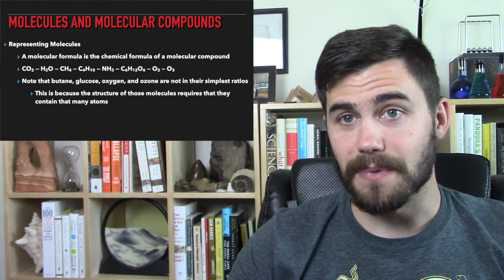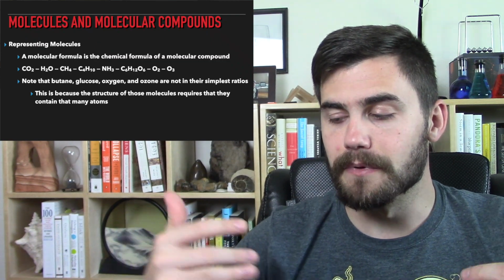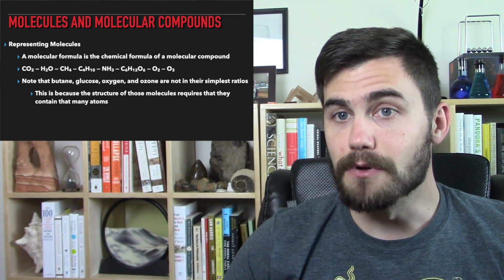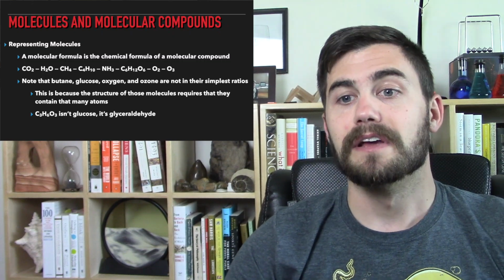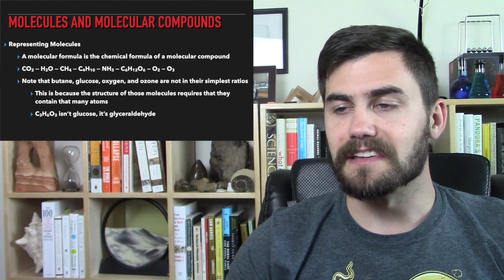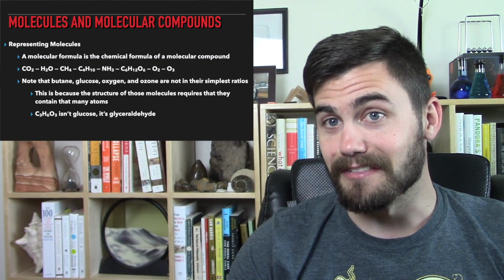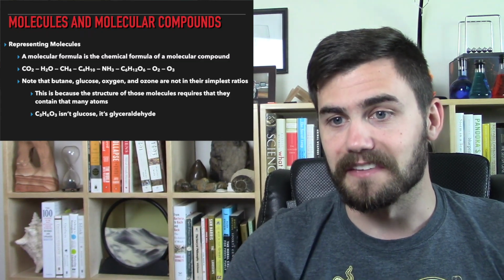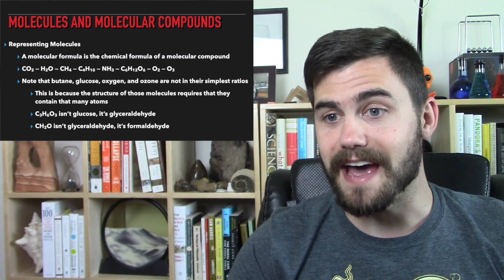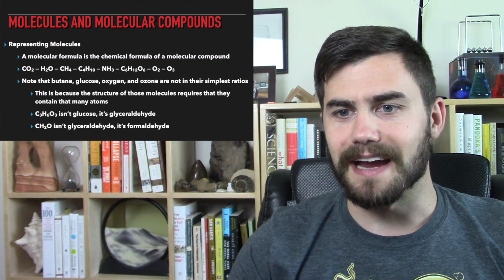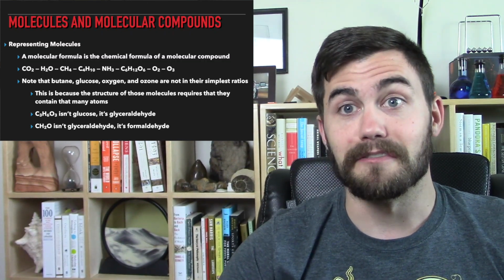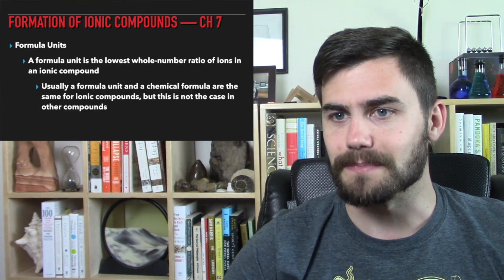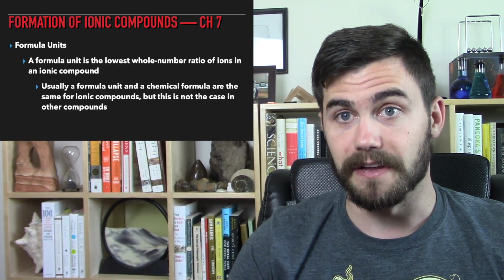We can't do that, because if you reduce the number of atoms, you no longer have the same molecule. So for example, if we divide C6H12O6 in half, that gives us C3H6O3. Well, that's not glucose, it's glyceraldehyde. And if we divide that, glyceraldehyde is not CH2O. That's what formaldehyde is. So back in chapter 7, we talked about formula units.